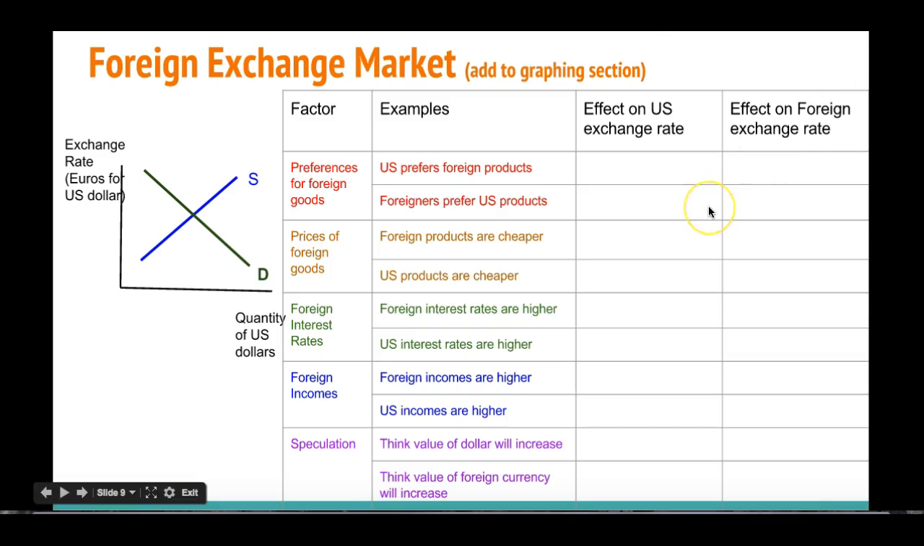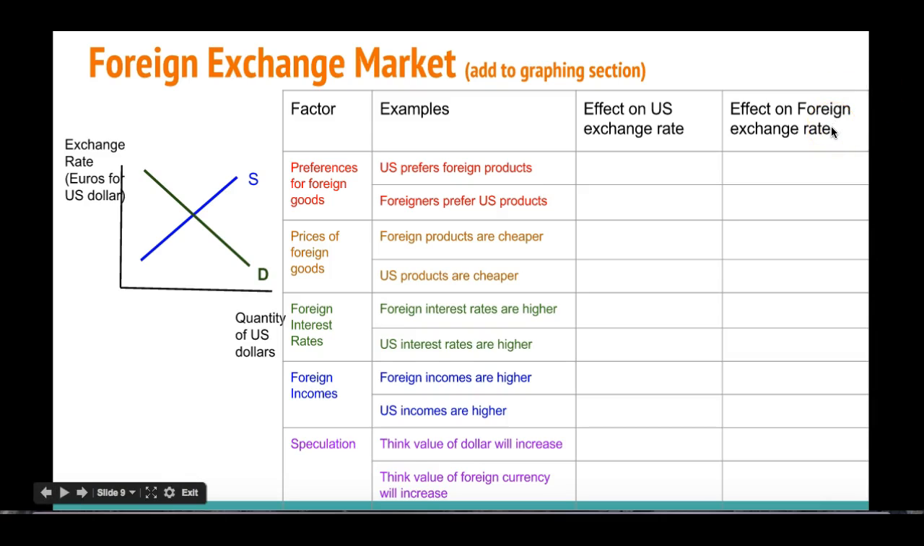Okay, now what I want you to do is I'll go through the first example with you, and then I want you to pause the video and finish the last 4 on your own, and then you can come back and check and see how you did. So here's what you have for the last 2 columns: the effect on the U.S. exchange rate and the effect on a foreign exchange rate. And I made it a general foreign exchange rate. We could talk about the euro, or the Japanese yen, or the British pound, doesn't matter. But that's the effect on the foreign exchange market.